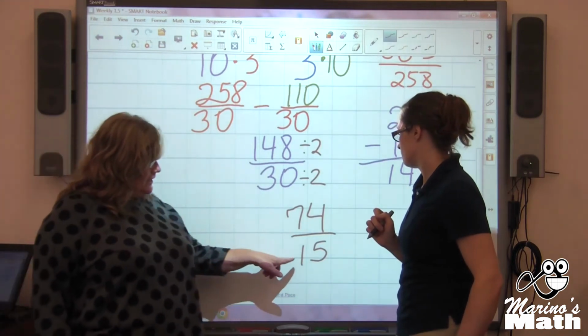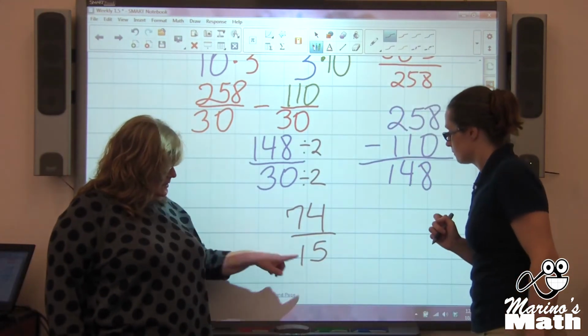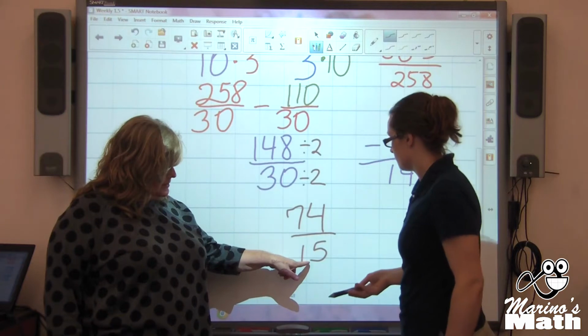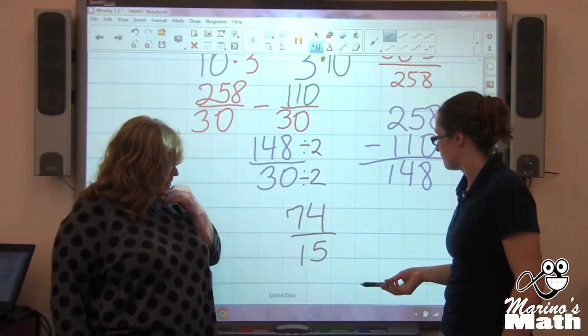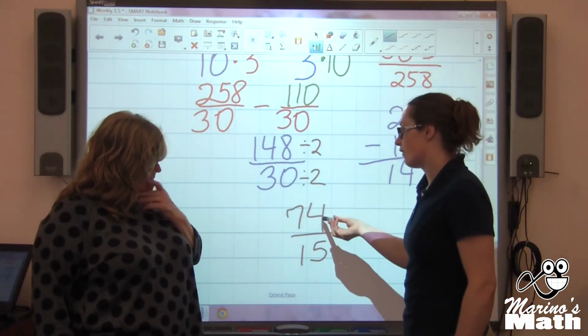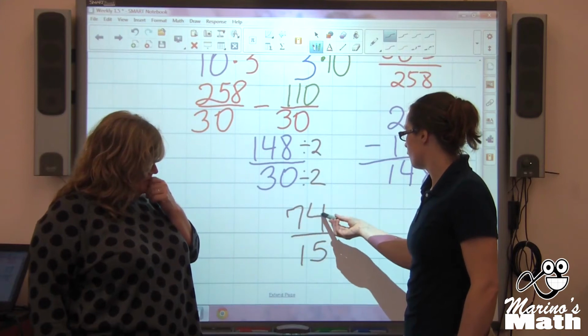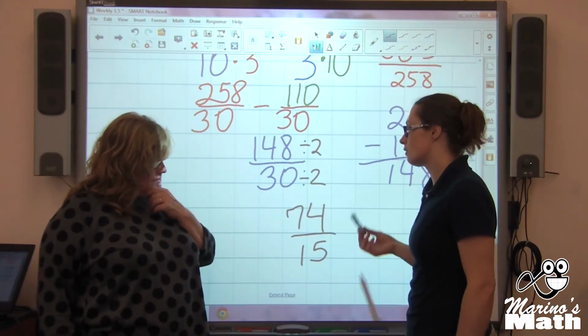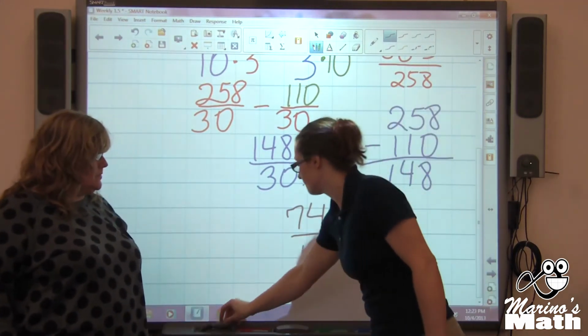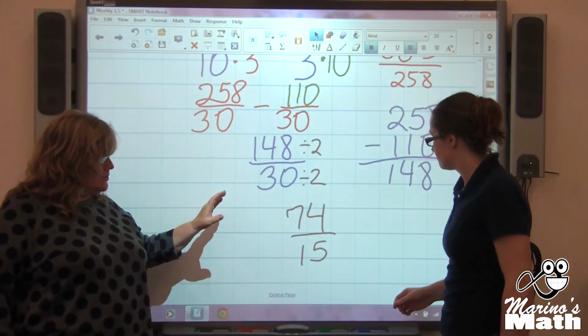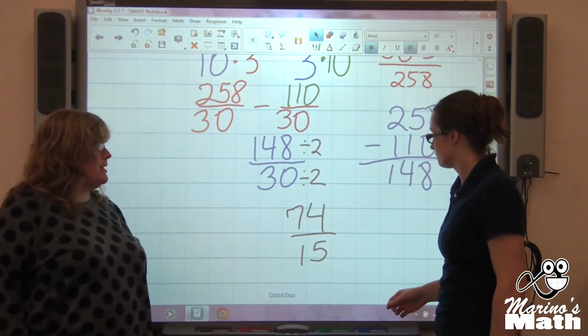And then the only factors that could divide into 15 are 3 and 5, and I don't think either one of them will divide into it. It's not a 5 or a 0. 7 plus 4 is 11, and because 3 doesn't go into 11, that one won't work. So that's in lowest terms as a fraction, however, it's an improper fraction.